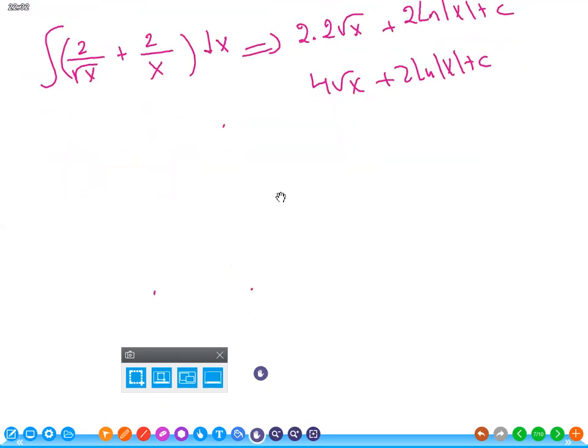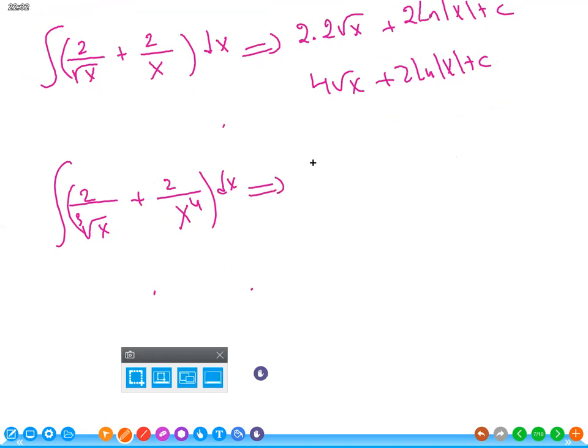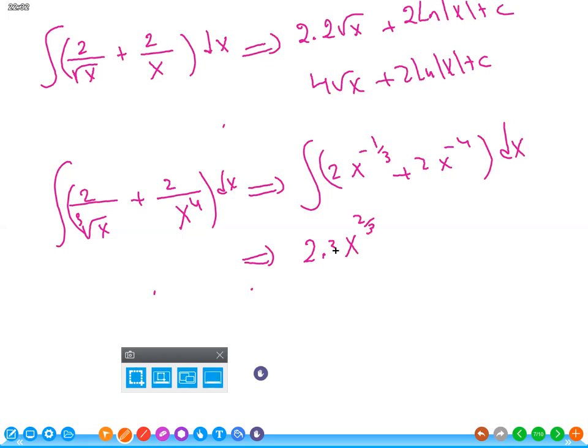But if you have 2 over cubic root of x plus 2 over x power 4 dx. Here we don't have special rules, so we need to write as a power: 2x power minus 1 over 3 plus 2x power minus 4. Then we apply the power rule. What's the power rule? Adding 1. Add 1, it's 2 over 3, 3 over 2, plus 2. Add 1, minus 3 over minus 3 plus c. Cancel, 3x power 2 over 3 minus 2 over 3x cubed plus c.